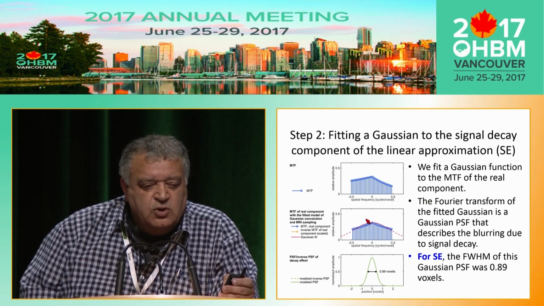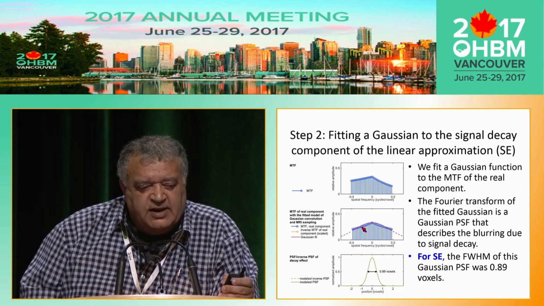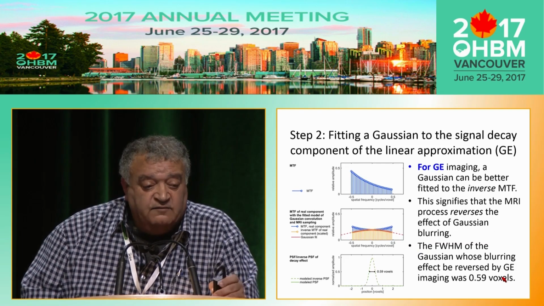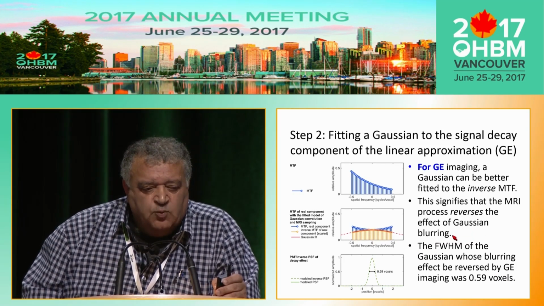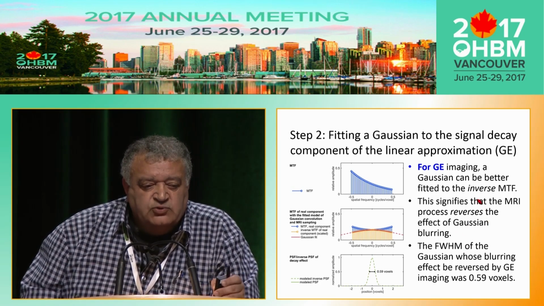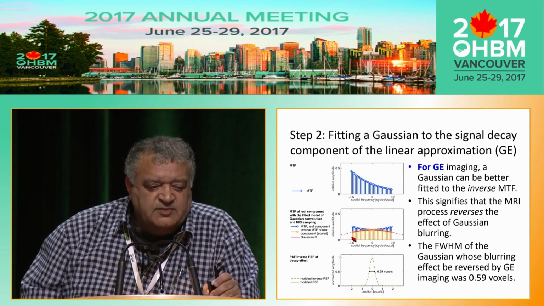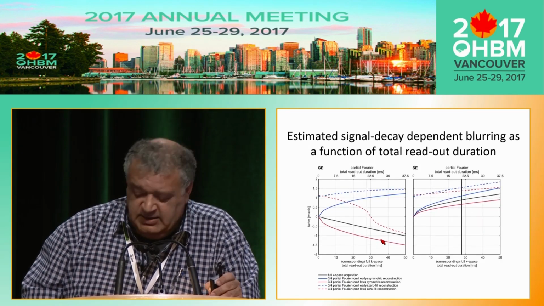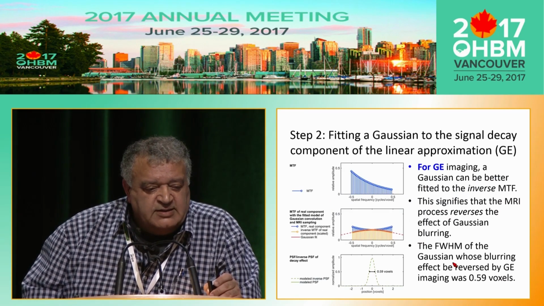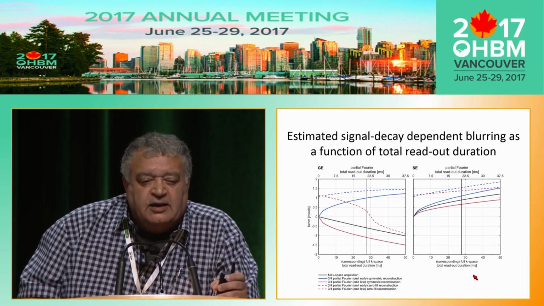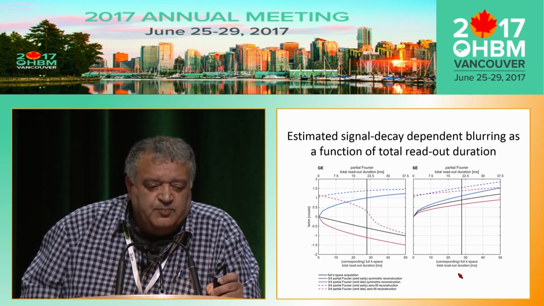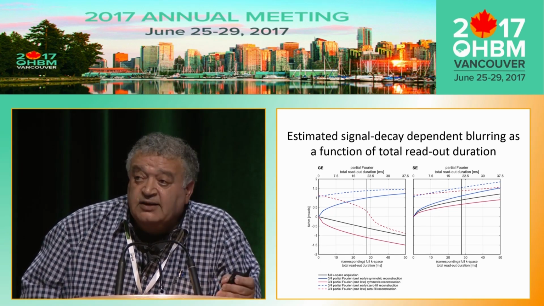Here for spin echo, you can see in red the fitted Gaussian with a width of 0.89 voxels. For gradient echo, because gradient echo acts as a high-pass filter, we fit the Gaussian to the inverse MTF, as can be seen here in the red Gaussian and the orange function. The width here is 0.59 voxels. Here we demonstrate our approximation of the imaging point spread function for various total readout durations.